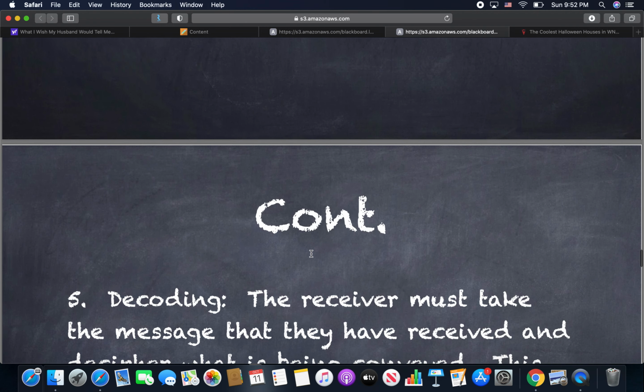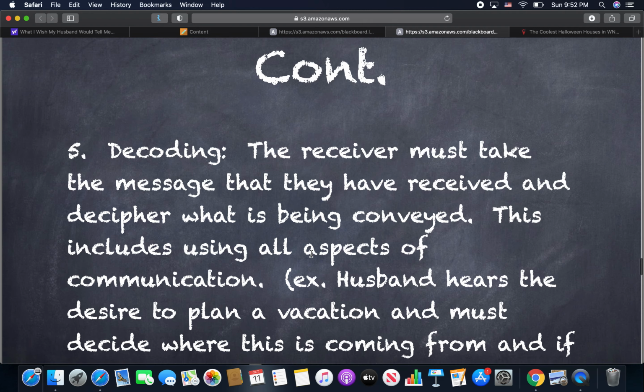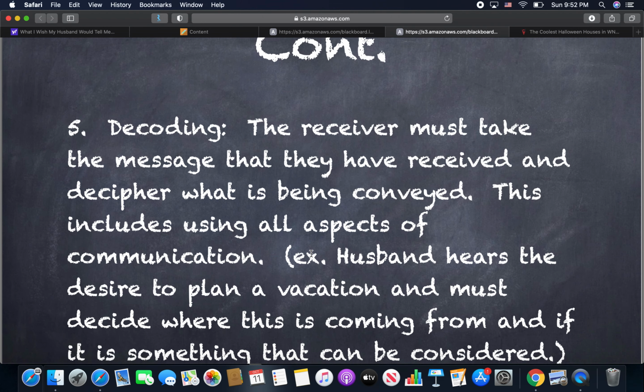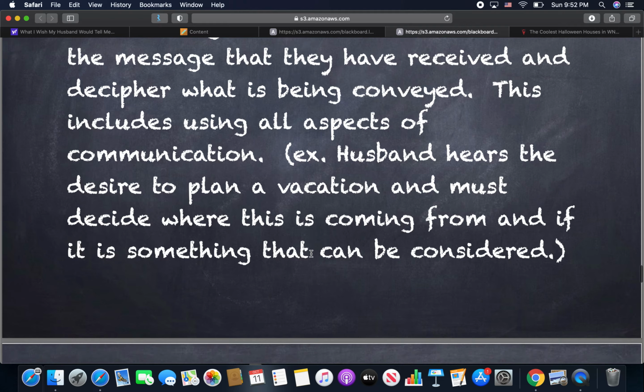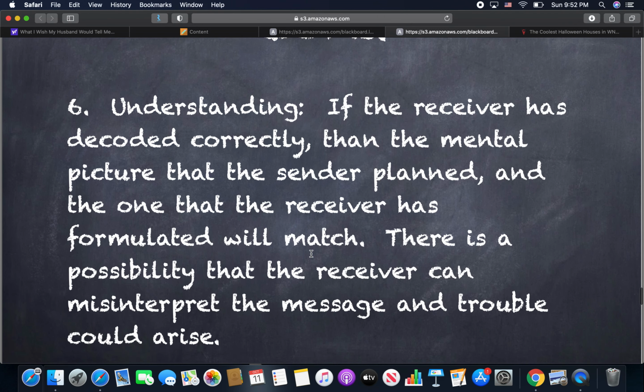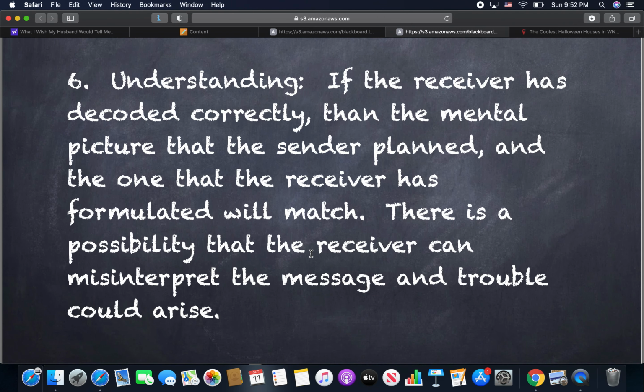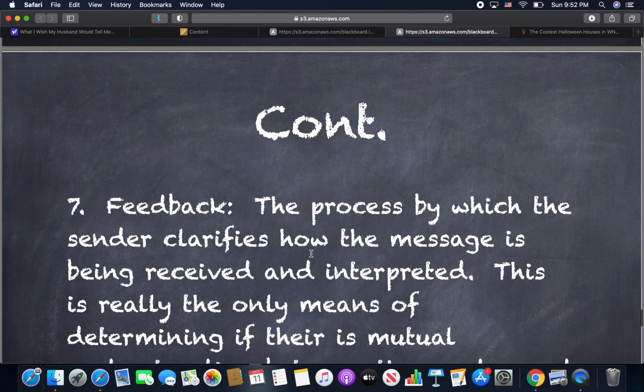So the receiver has to decode that message, trying to make sense of what was sent to them to make sure that they're understanding what the sender meant to say. So then you're going to go for understanding. So maybe I say, "Oh, I'm jealous, I'm sitting in an office while you're living the life." Well, then you come back for feedback.